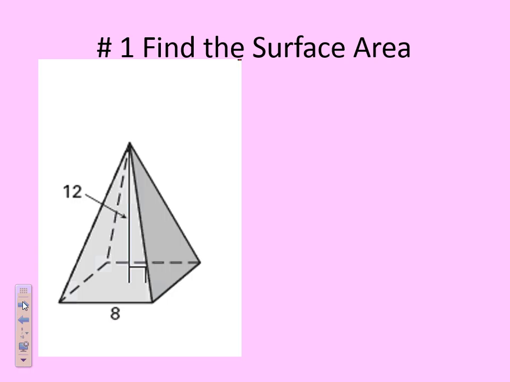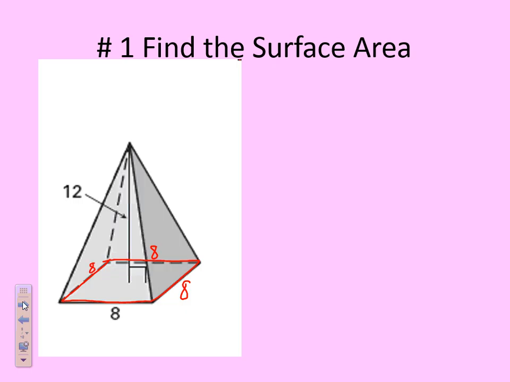So notice on the bottom of your pyramid, you have an 8 given as a base edge. That's telling me that this is a square pyramid down here. It should say in the directions that this is a regular pyramid, but that's what it is. 8, and that means all those edges down there are 8s.